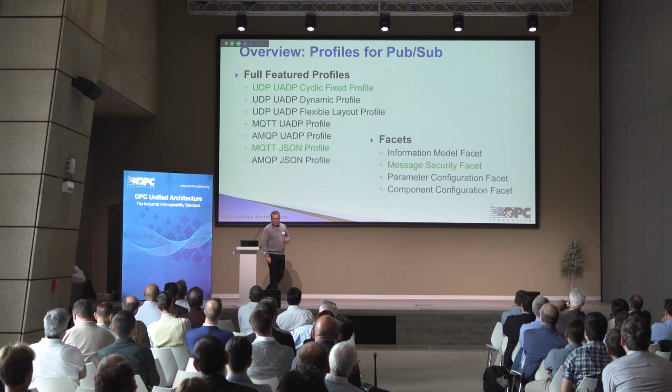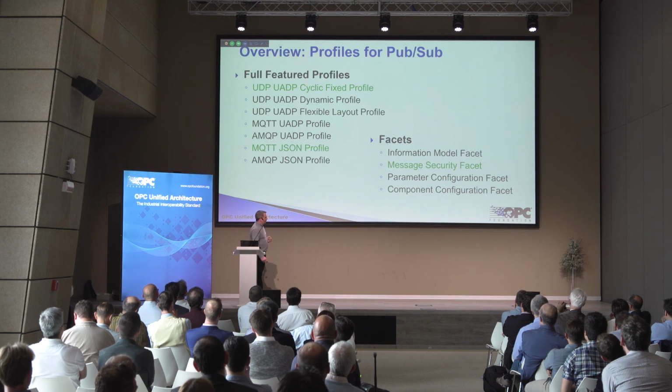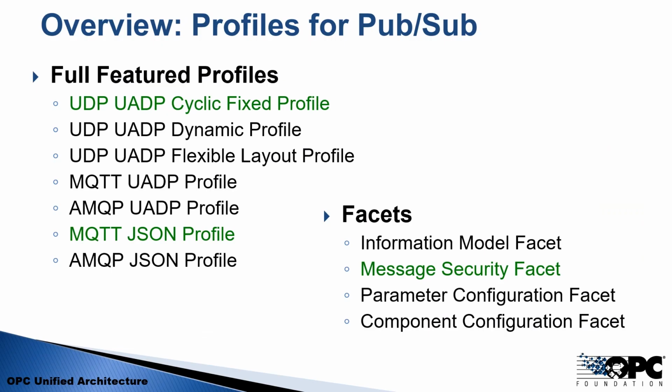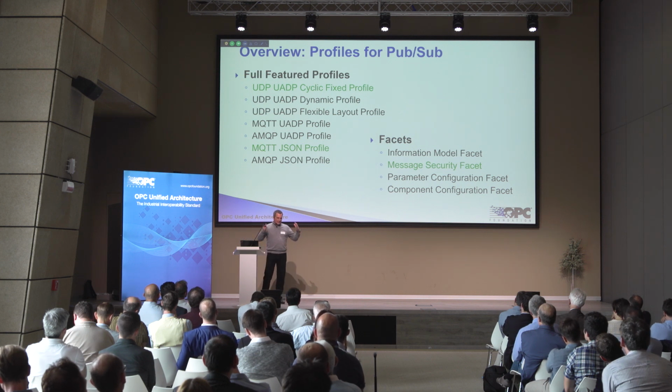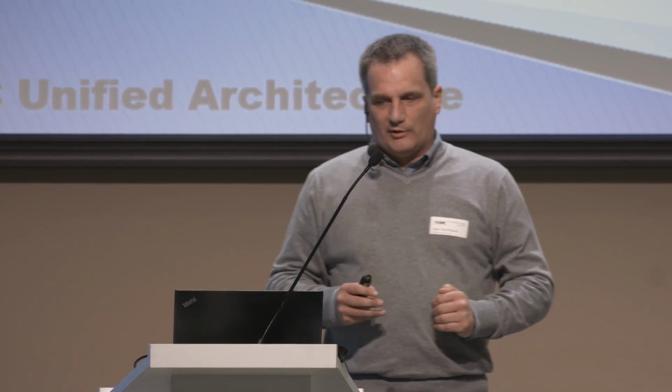Here I have the list of profiles for pub/sub, just to give you an impression. There are full-featured pub/sub profiles. One is the UDP UADP cyclic fixed profile, which means it's based on UDP communication. It's a UADP protocol with a binary encoded message inside. It has a cyclic fixed profile, which means that the data transported inside the message has a fixed length. This, for example, is the basis that you need for a deterministic transport. Because if you want to be deterministic, then the length of the packet should be constant all the time and not fluctuating, because otherwise you have jitter, right?